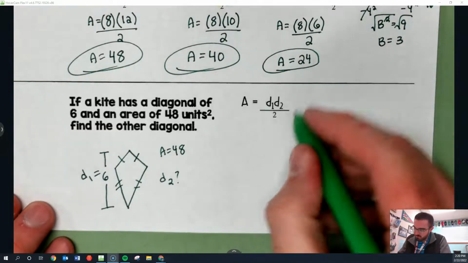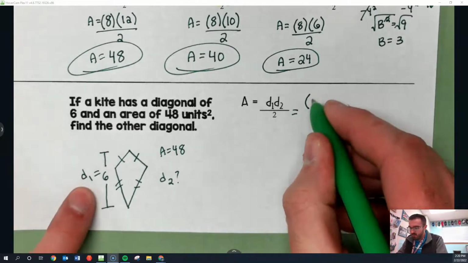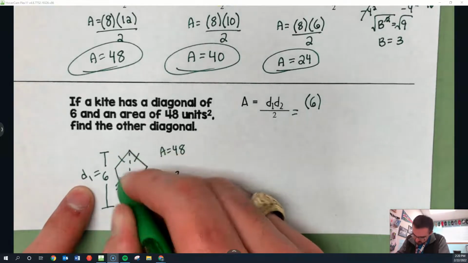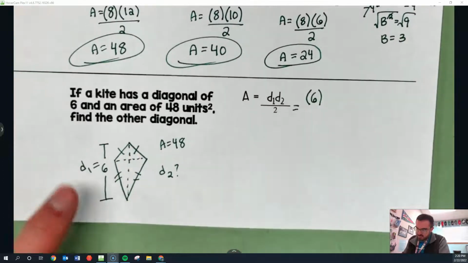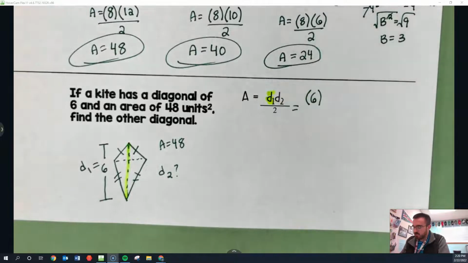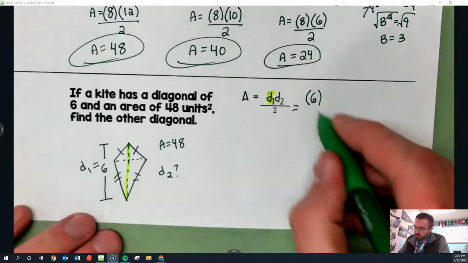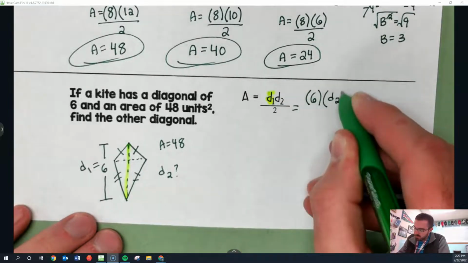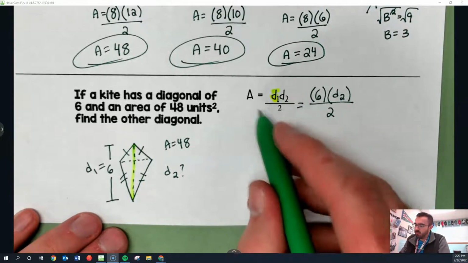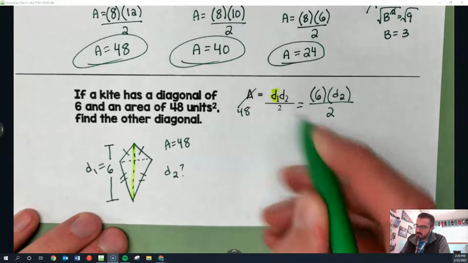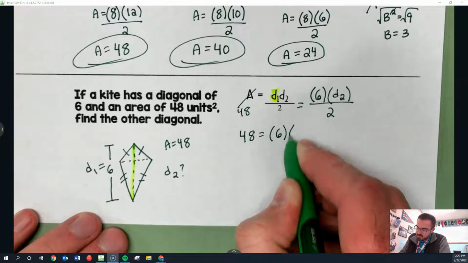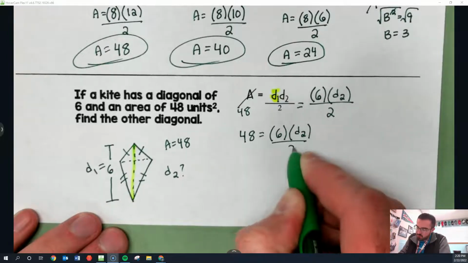Let's just hop in. So what's diagonal 1? We know it's 6. So in other words, this diagonal right here would be 6. Easy peasy. What about our other diagonal? We don't know it. Let's just call it D2. We know this is all over 2. What was our area? 48. So essentially we have this formula: 48 equals 6 times D2 all over 2.